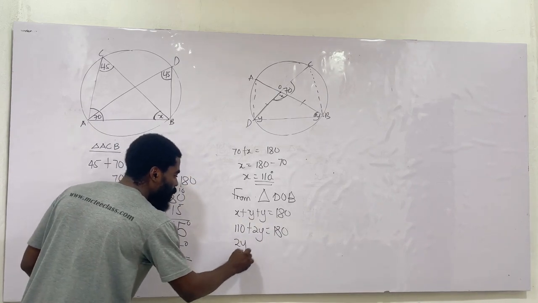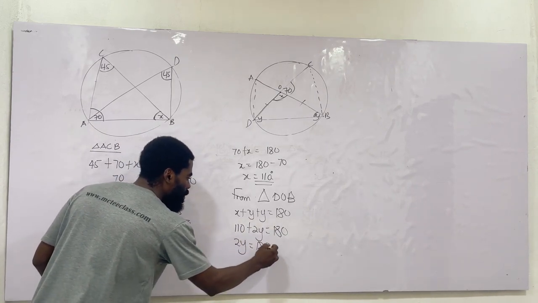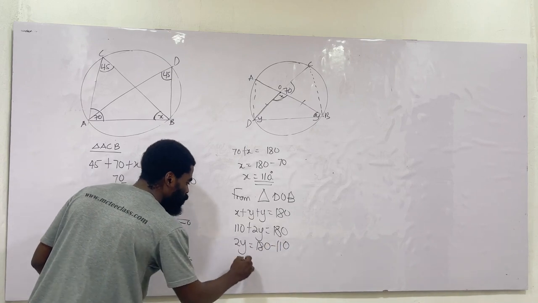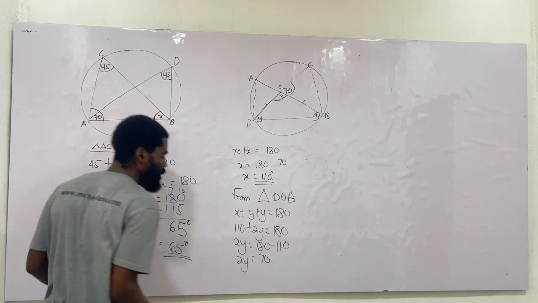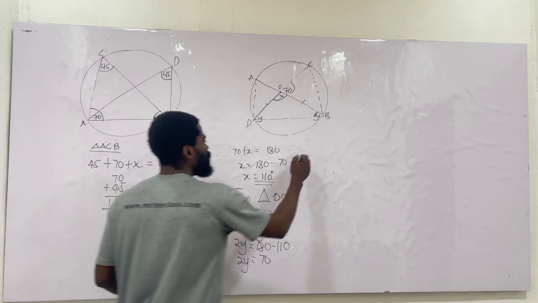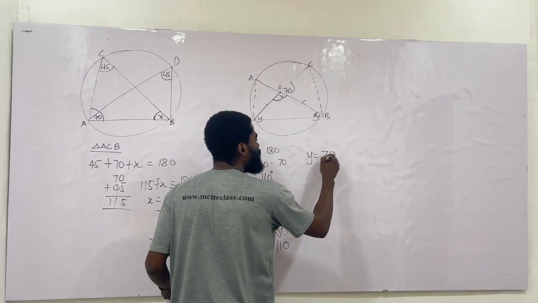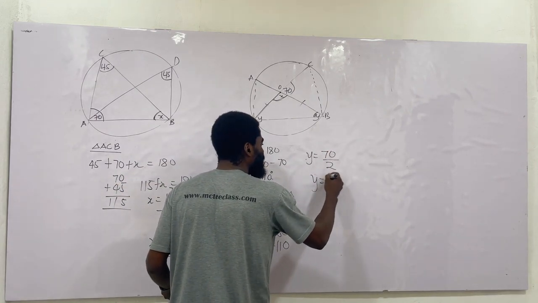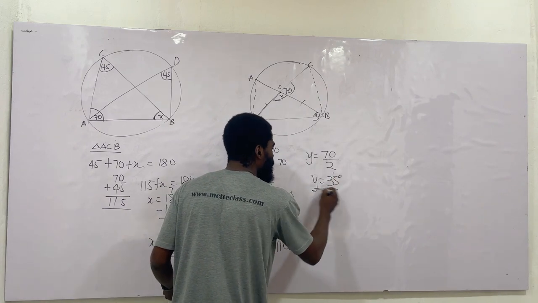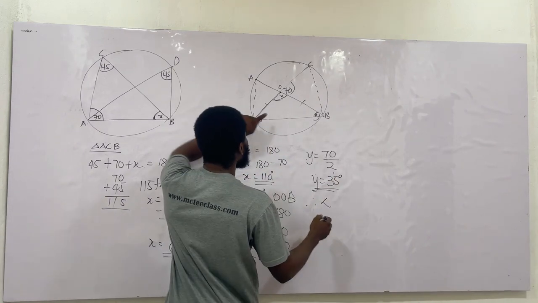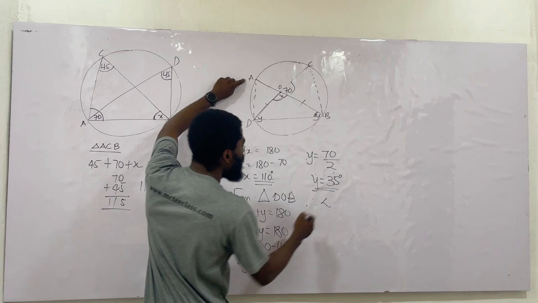So then I have 2Y equals 180 minus 110. So 2Y equals 70. I divide that by 2, so I get Y equals 70 over 2. Y gives me 35 degrees. And therefore, the question said they wanted angle ABD.